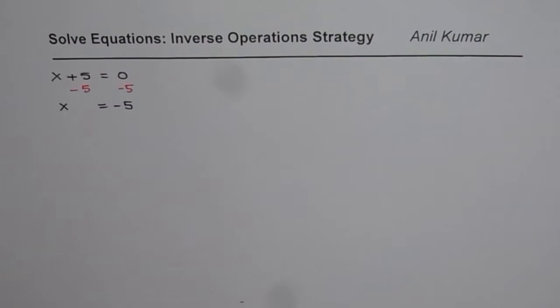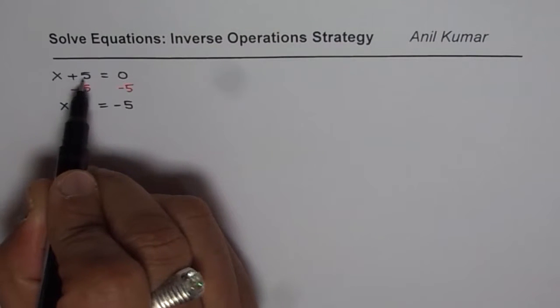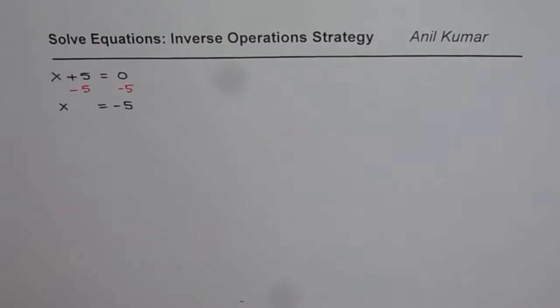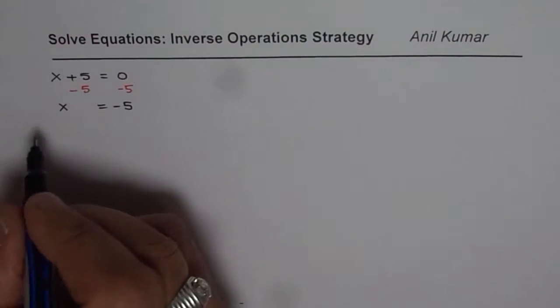Do you see that becomes the solution for the equation? If I substitute minus 5 here, minus 5 plus 5 is 0. So the left side is equal to the right side. So we have solved the equation. Let me write the next equation in a different color.